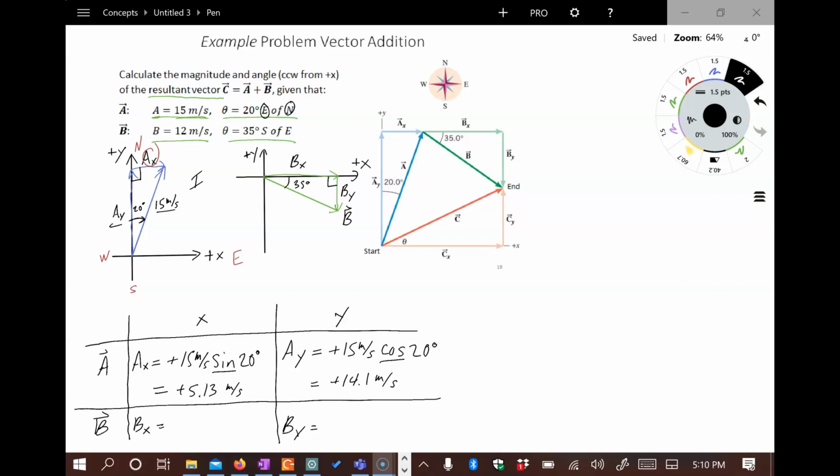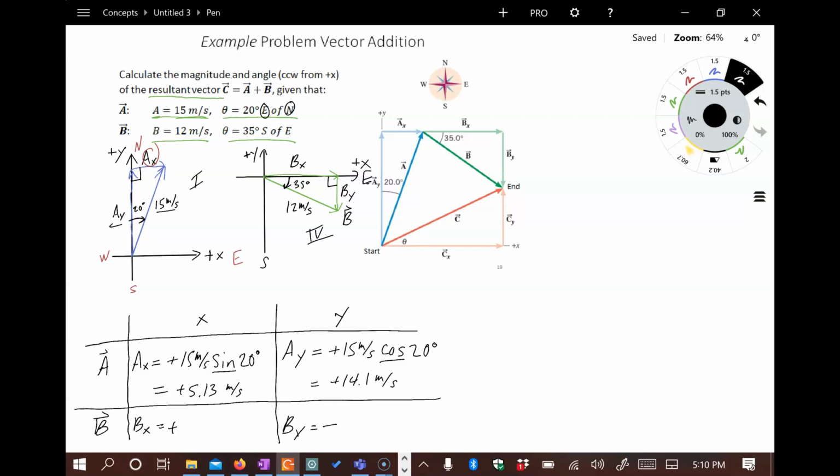And so for this one again, you start at east here, and you move towards the south by an amount 35 degrees. The magnitude of this one, the hypotenuse, is 12 meters per second. And we're going to figure this out. Which quadrant is vector B in? It's in the fourth quadrant. That means that x is positive and y is negative. Always got to check that.